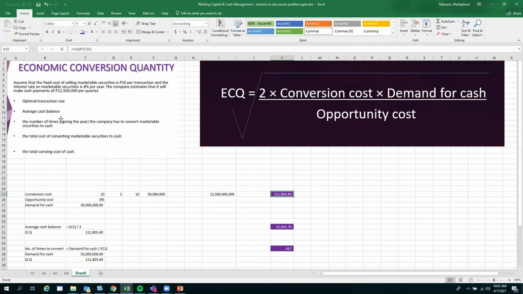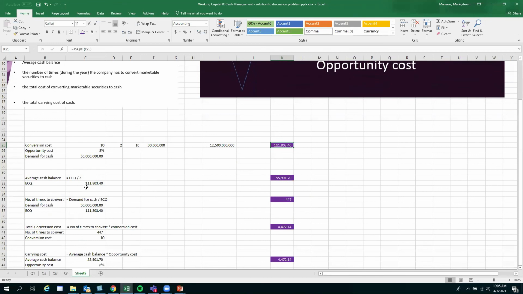Next, average cash balance. So, how to get the average cash balance? Nilagay ko rito, it's ECQ divided by 2. Provided na sa atin, na-calculate na natin how much is our ECQ. That's 111,803 divided by 2. So, we get 55,901.